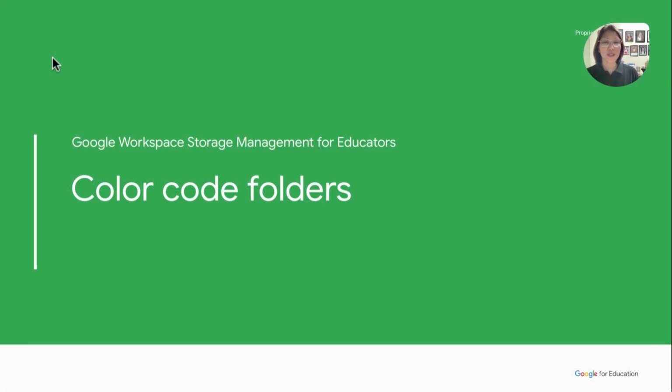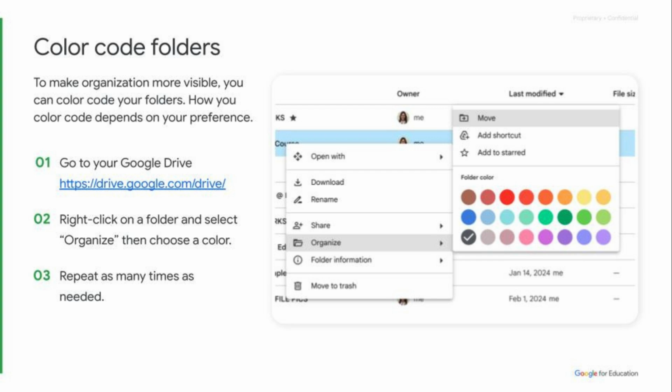To make your organization more visible, you can color code your folders. How you color code depends on your preference. For example, you may want to color code by school year and the current color of the year. Like for 2024, the color is peach fuzz. So for the school year, all your folders and subfolders can be peach. Or you may color code depending on the document type. All advisory files and lesson plans, for example, will have blue folders, and student submissions will have a green folder.